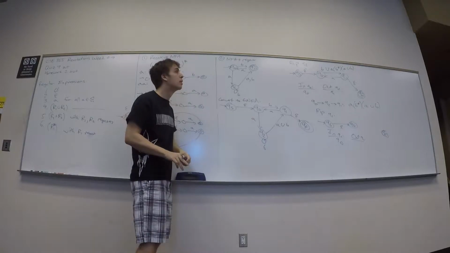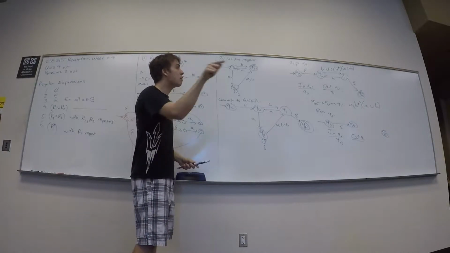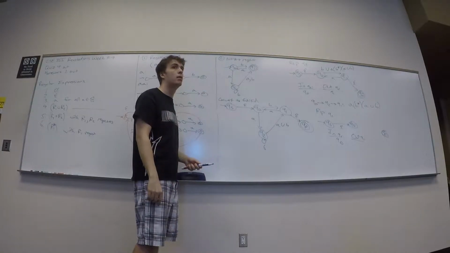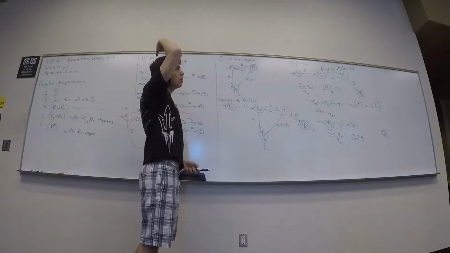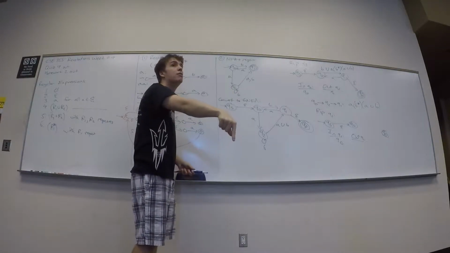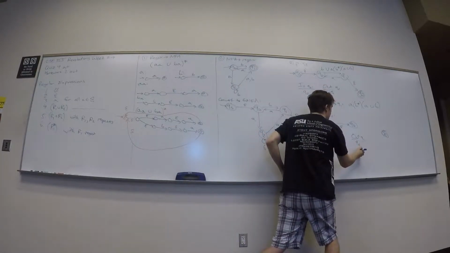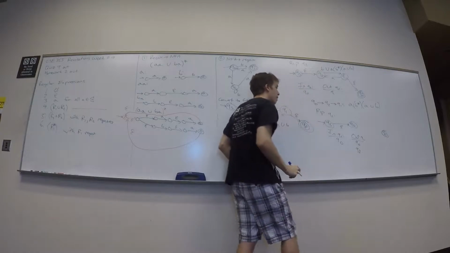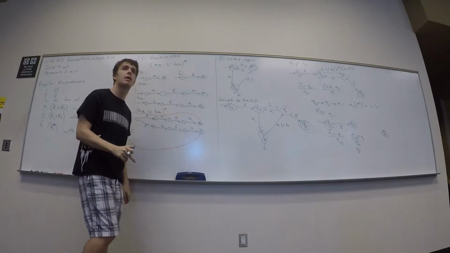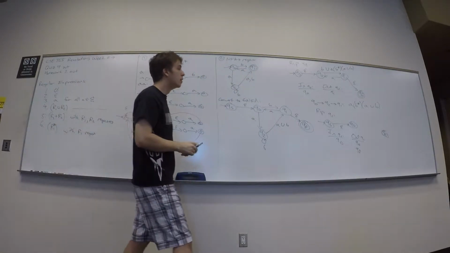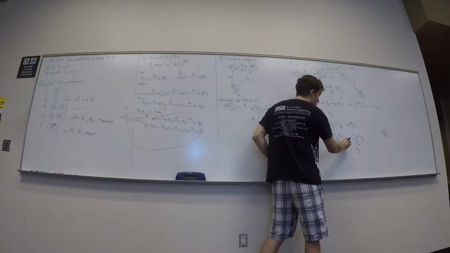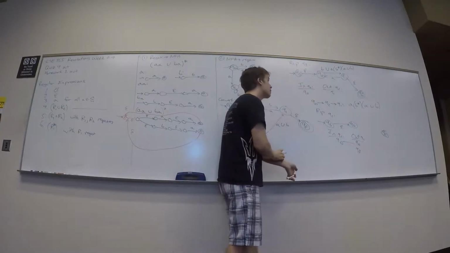Can I go anywhere else from Q1? I can go to Q0. Oh, and QF also on epsilon. So I can go to Q0 and QF. So how many transitions am I going to make? 2. Yeah. All right. Let's do the first one, Q0 to Q0.